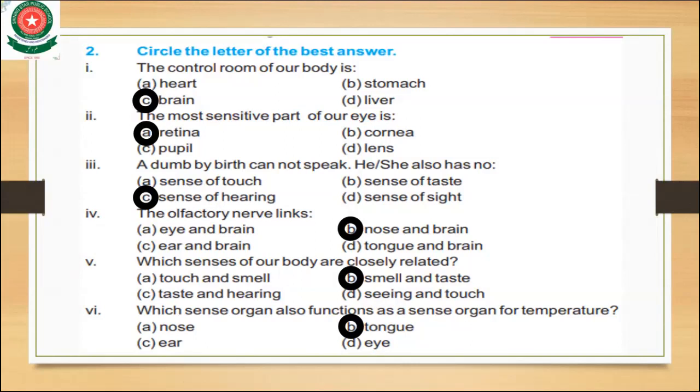Next is which sense organ also functions as a sense organ for temperature. Nose, ear, eye, tongue. Nose, no, it is not for temperature. The option is B, tongue, because you can feel temperature. For example, when you drink anything, you can feel hot or cold by using the tongue. Okay, mark this.